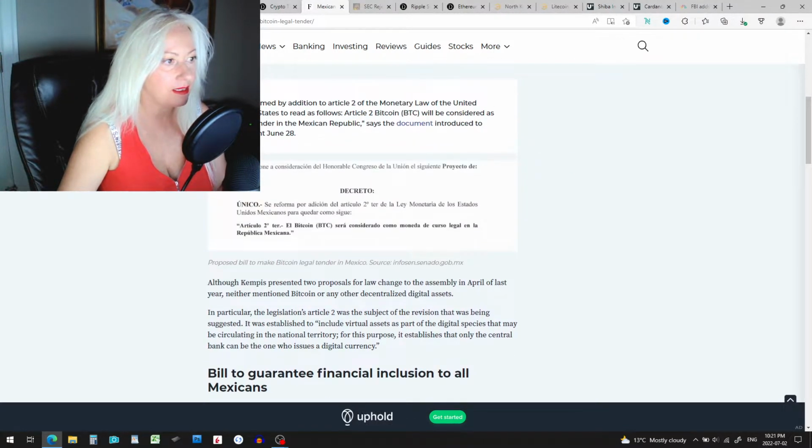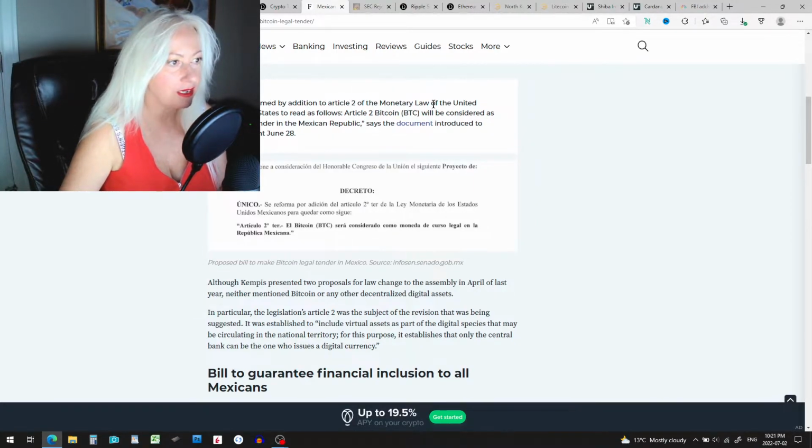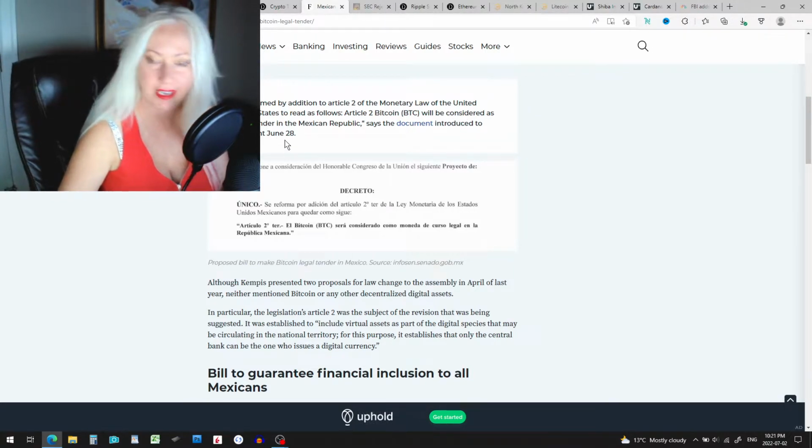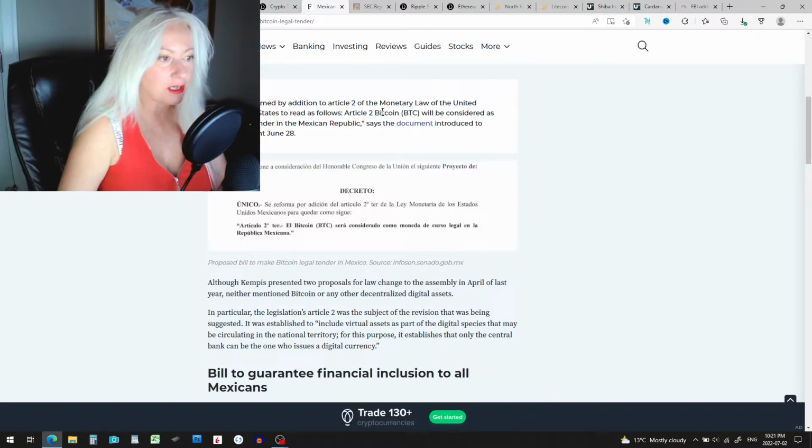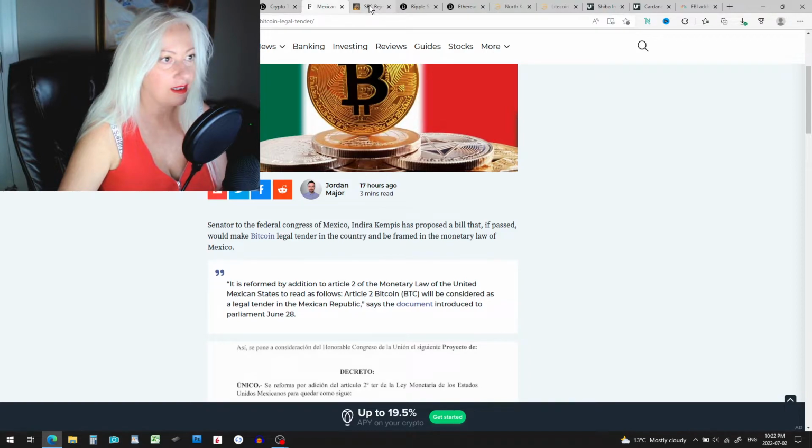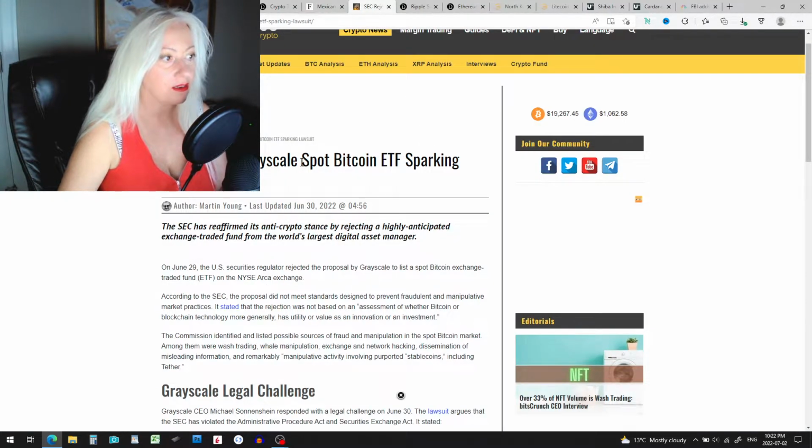Okay, so it is reformed by addition to Article 2. Anyway, Article 2, Bitcoin will be considered as a legal tender in the Mexican Republic, says the document introduced to Parliament June 28th. You see, Bitcoin is everywhere, and I'm not surprised Mexico wants to get into that action.